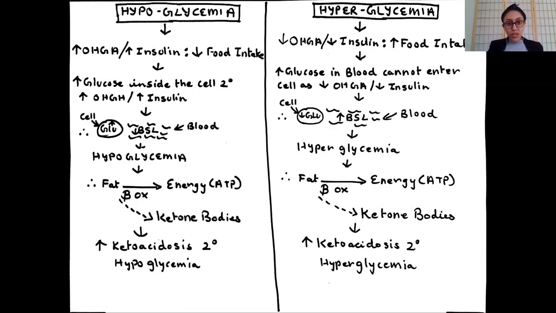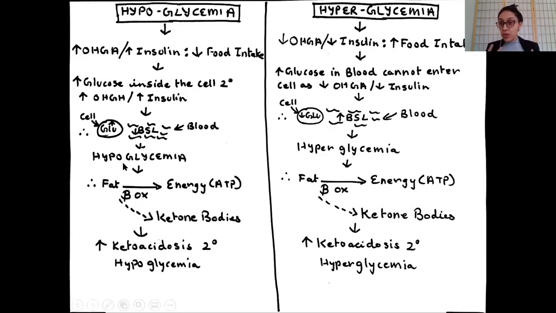So then what is happening? Because you have so much insulin in the blood, and so much oral hypoglycemic agent triggering endogenous production of insulin, you have a high amount of glucose going inside your cell. So inside the cell you have high glucose, but in the blood you have low glucose. This is essentially called hypoglycemia. So you have low blood sugar levels.